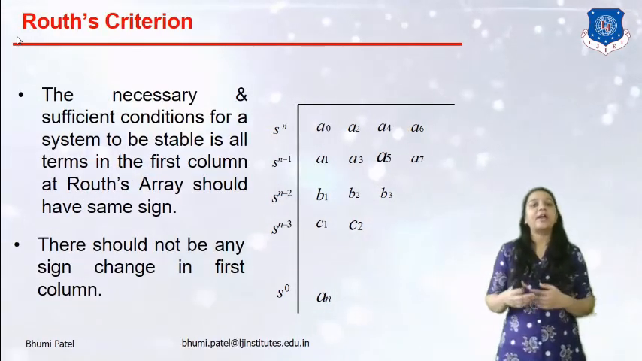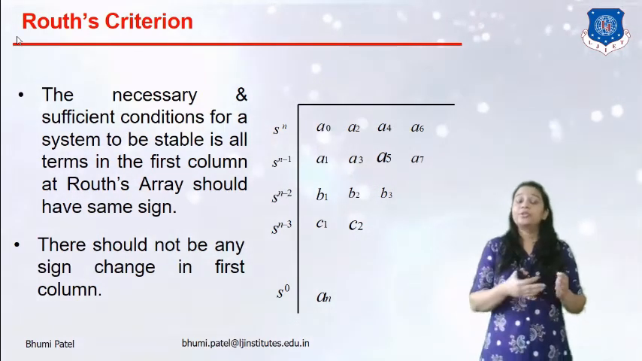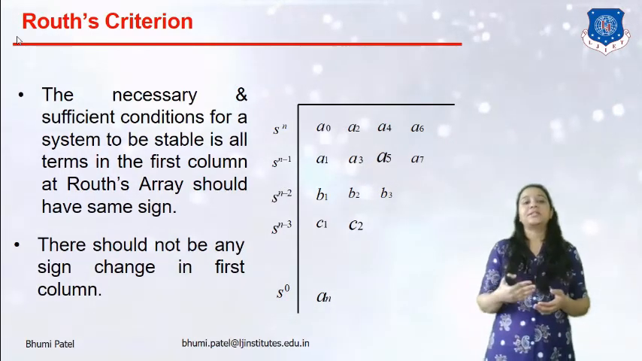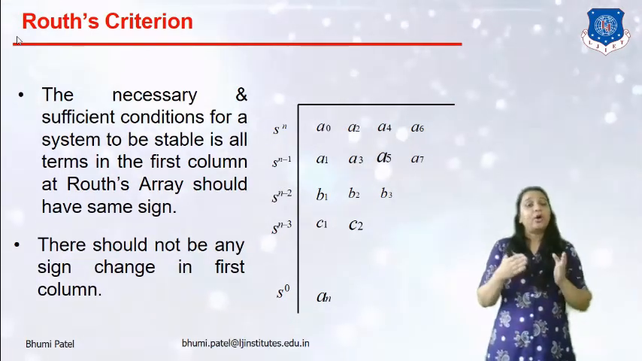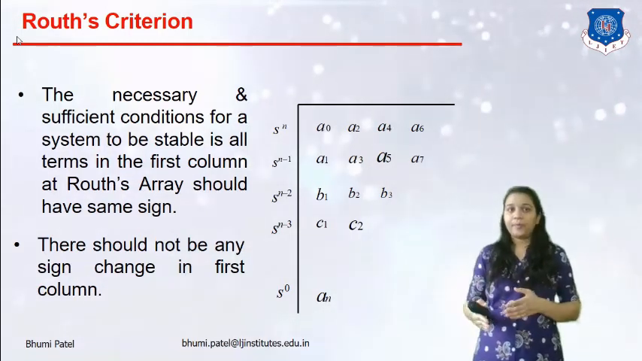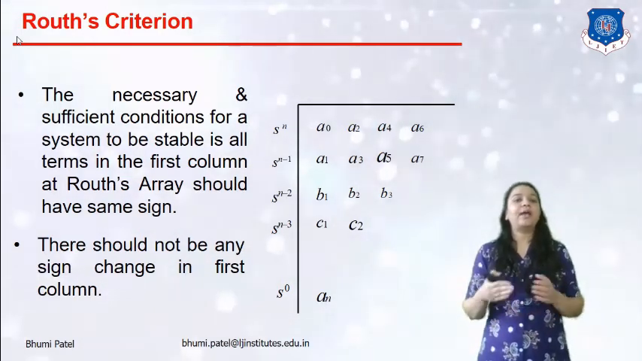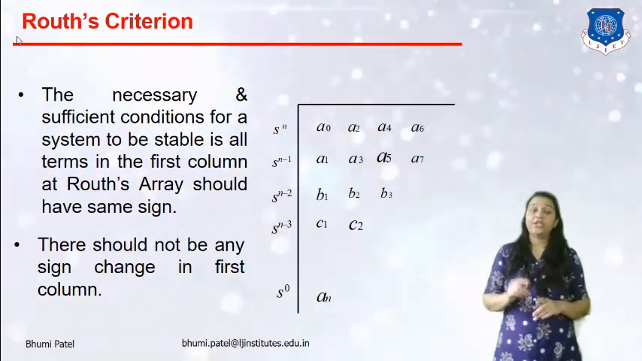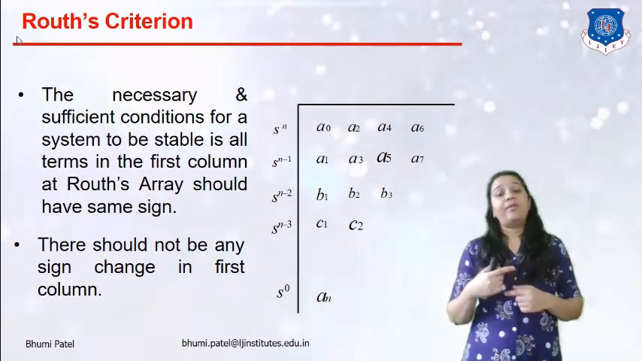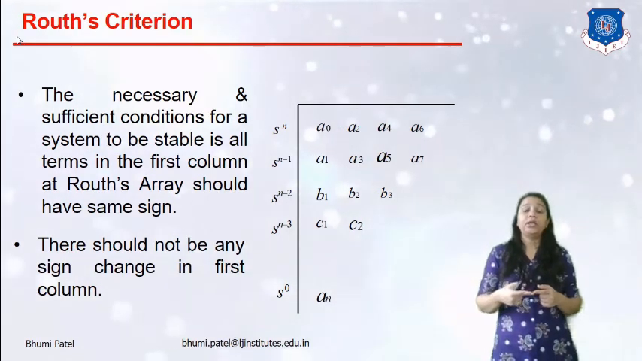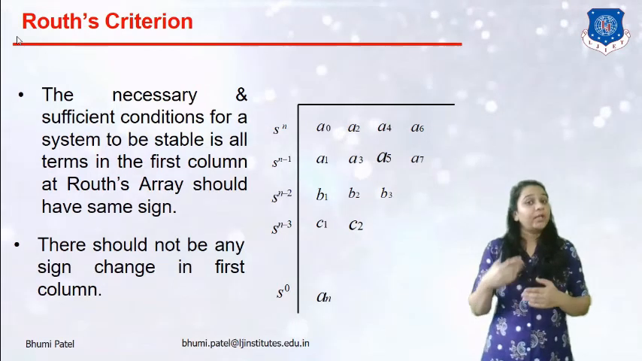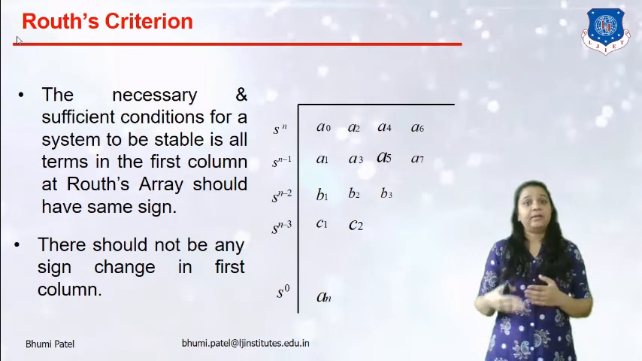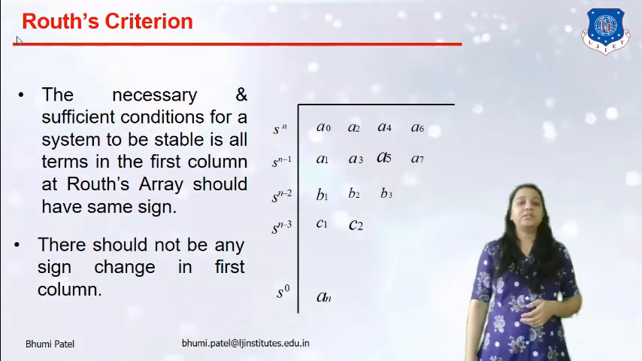Now how can we find the stability of the system? The necessary and sufficient condition for a system to be stable is that all the terms in the first column of the Routh array should have the same sign. So there should not be any sign change in the first column. So we now have to check the sign of the first column. If the first column has the same sign, it means the system is stable.